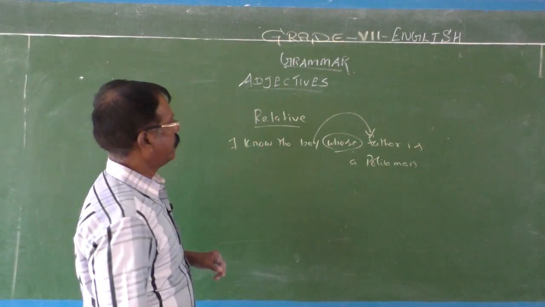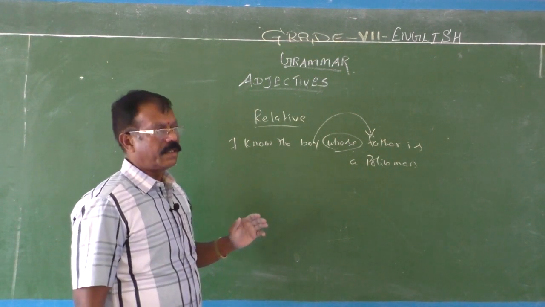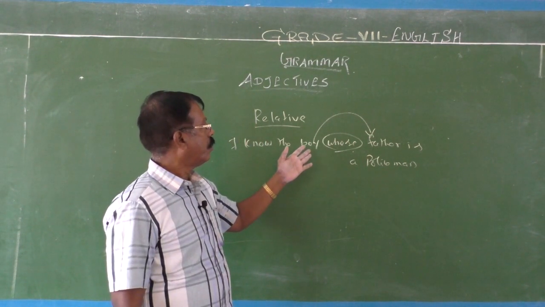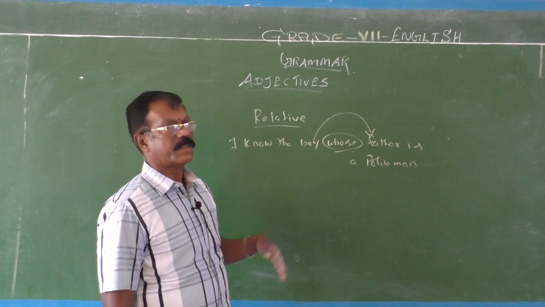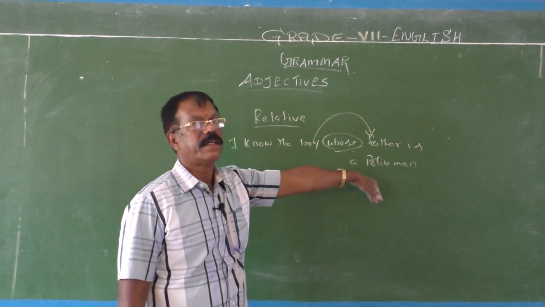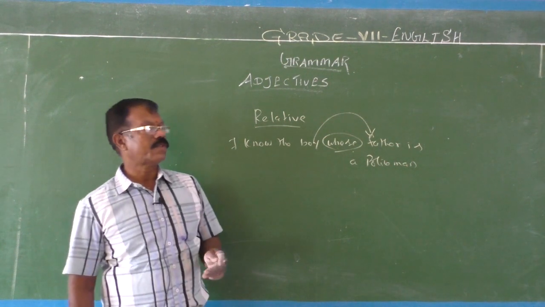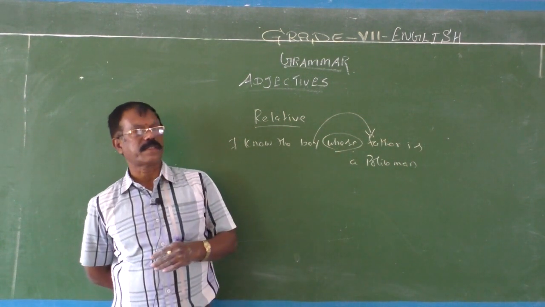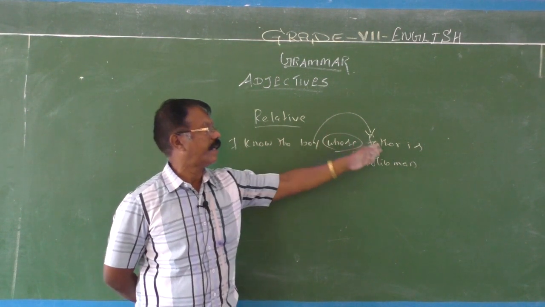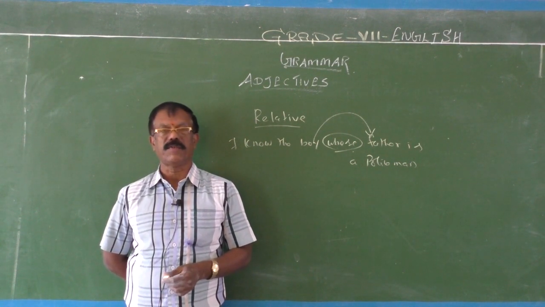So it relates the noun. At the same time, it acts as an adjective. See, I know the boy whose father is a policeman. Which boy you know? The boy whose father is a policeman. So I know the boy whose father. The whose is a possessive adjective, but at the same time, it relates the noun with the rest of the sentence. That is called a relative pronoun, but here it acts as a relative adjective.